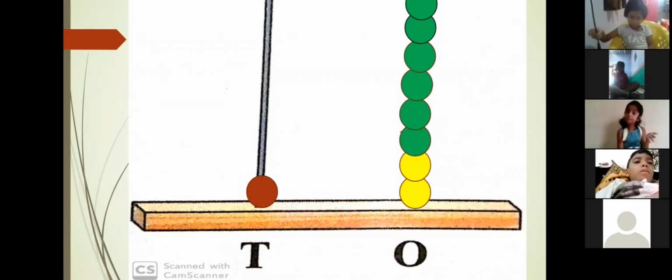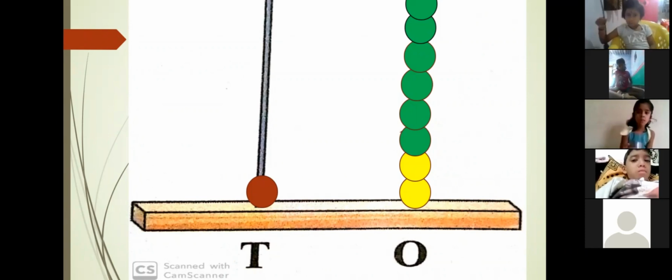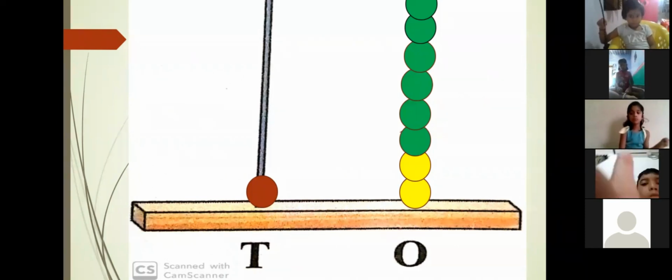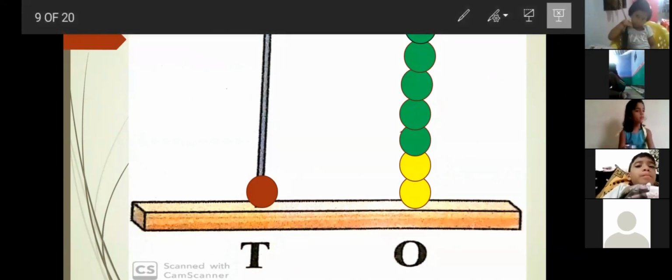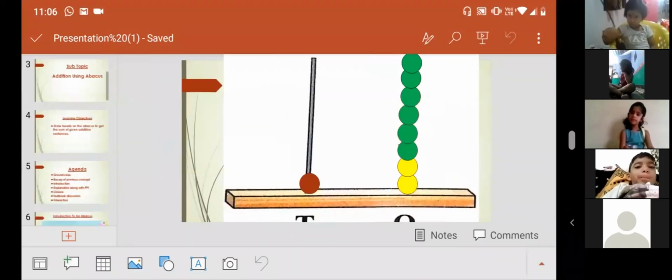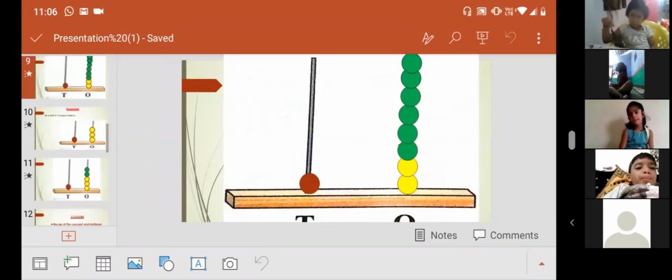Now it is the time for us to add. First we'll add how many beads are there in tens place. Tens place, how many beads are there? 1. So it is 1 ten. So we'll write 1. Ones place, how many beads are there? Let us count. 1, 2, 3, 4, 5, 6, 7, 8. So 8 ones. So 1 ten and 8 ones is equal to how much? 18. Understood, children? Yes. So like that only we'll see the next one.